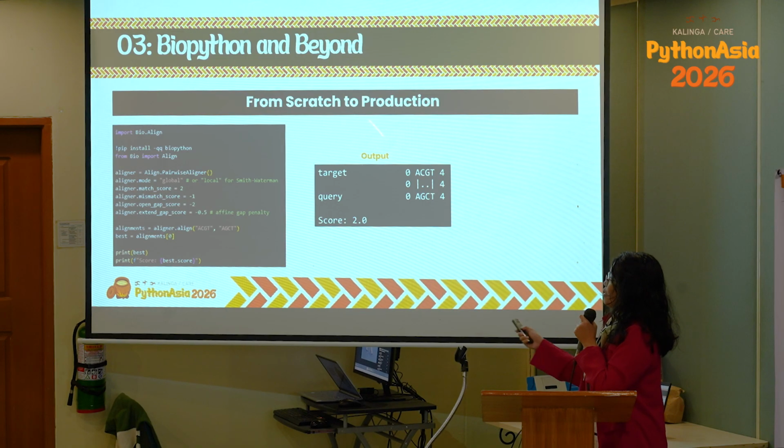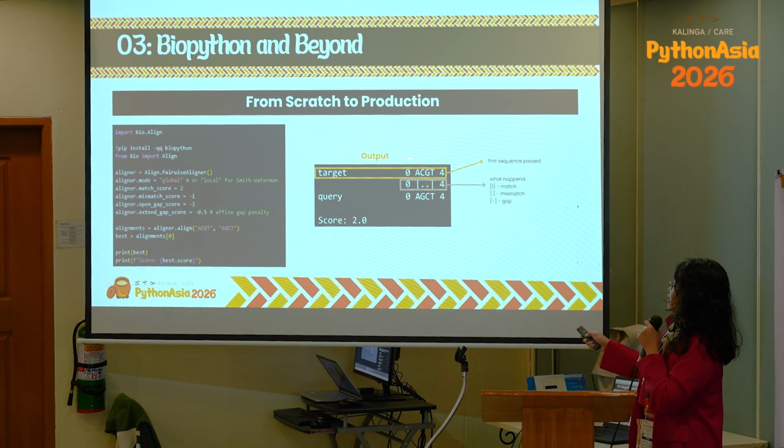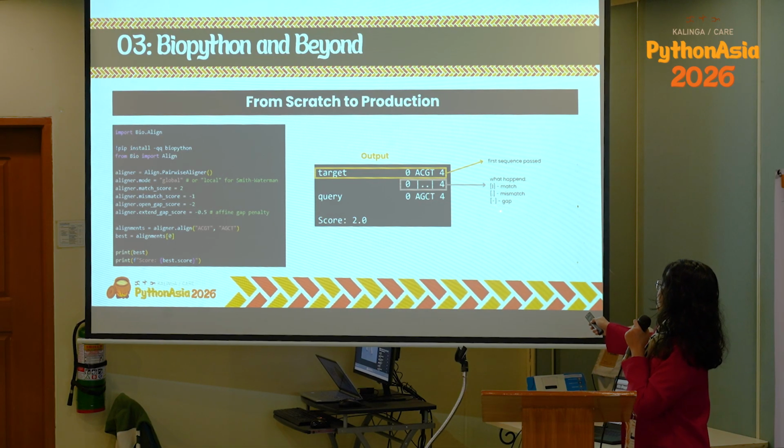Okay, and now for explaining this, the output of this is just a simple output. It has the target, which is the first sequence. And this part, it just shows you what it does. So as you can see here, we have the first sequence, then the second sequence. This symbol just means that they are the same, they match. For the dots here, it just means they're a mismatch. So you can see here, and again, it is a match. If you see a negative, it is a gap.